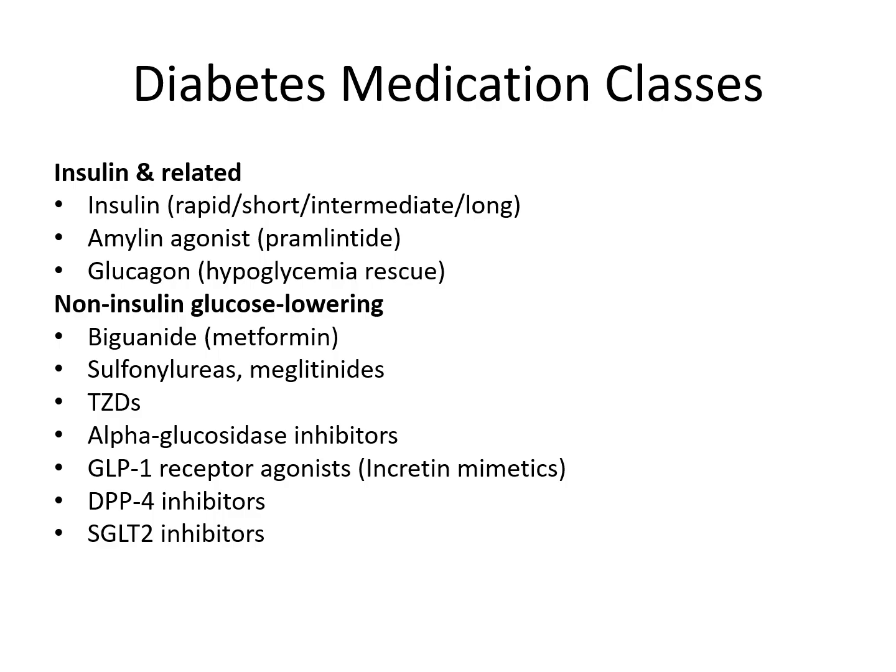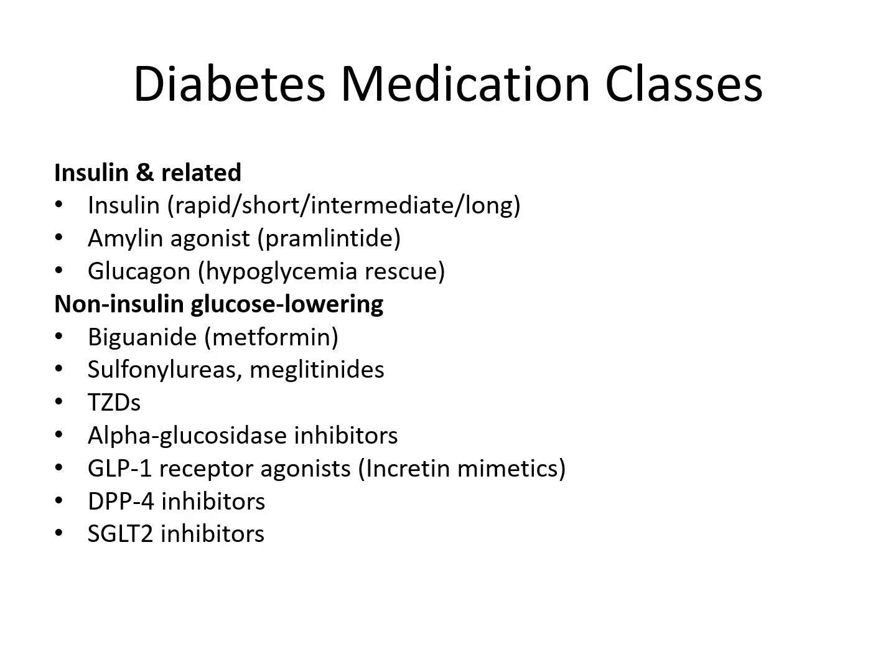Before we go class by class, let's quickly orient ourselves with the landscape of diabetes pharmacology. So broadly, we divide medications into insulin and related therapies and non-insulin glucose-lowering agents. Under insulin and related therapies, we have insulin itself, which we divide into rapid, short, intermediate, and long-acting forms. Amylin agonists like pramlintide and glucagon, which is not for lowering glucose, but for rescue hypoglycemia.